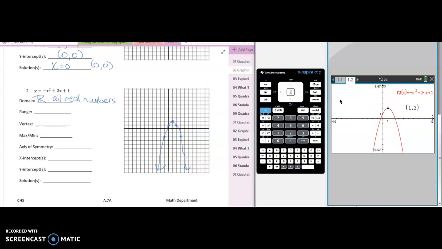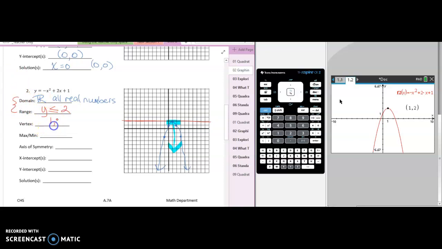So this point is at 1, 2. So that tells me, let me find a different color here. This point right here, from that point down, I have to go down now, right? Because remember, we start from the vertex and we go up or down. And this time we're going down, right? So this tells me that my y values are less than or equal to, this point is at 1, 2, so it's less than or equal to 2.